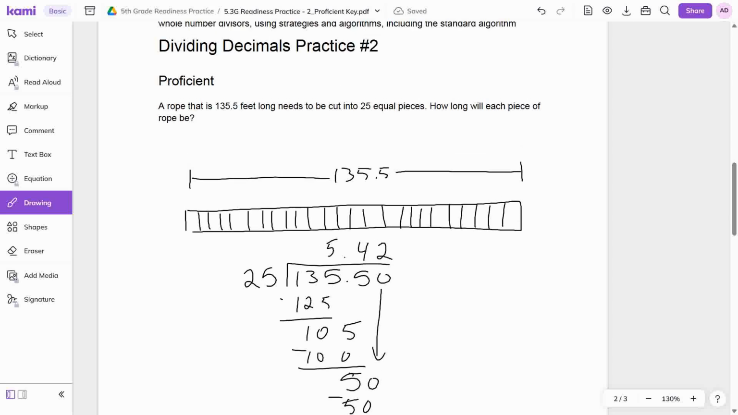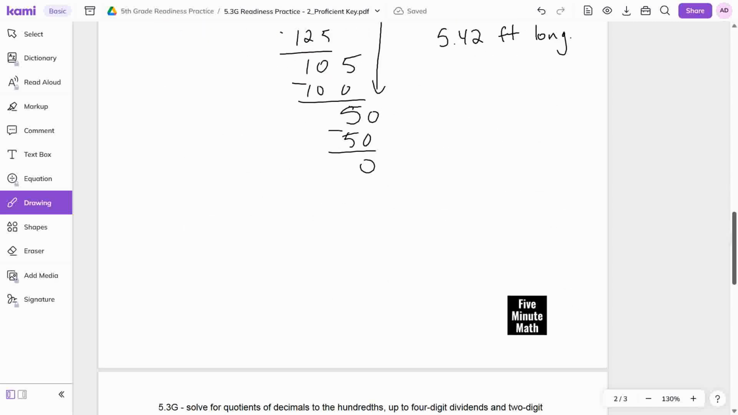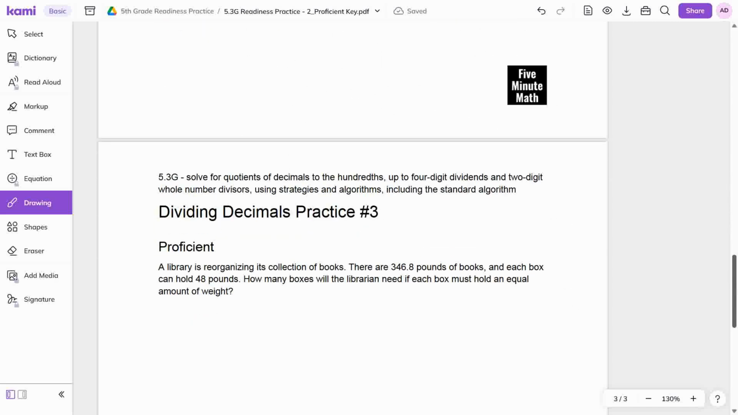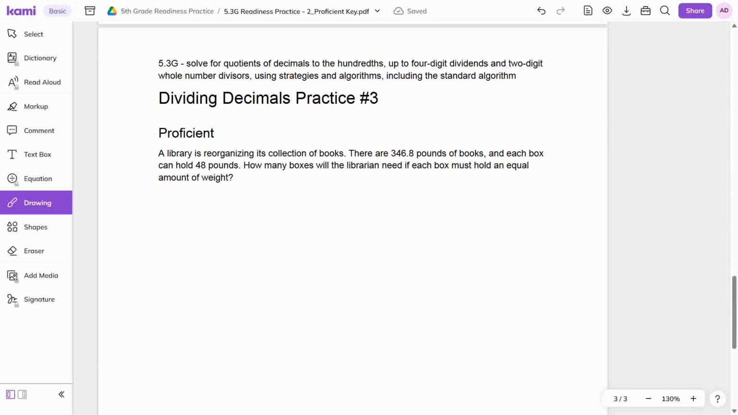Now let's put that back in context. Each rope will be, and then we've got my 5.42. What is my unit of measure? Feet. Feet long. All right.